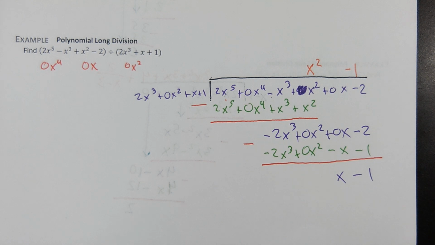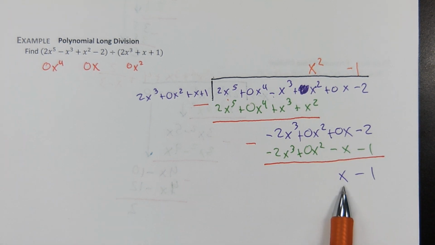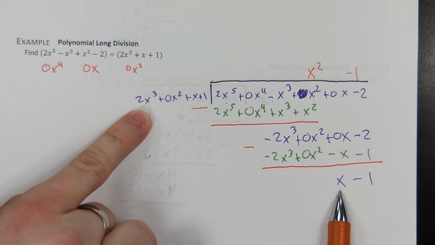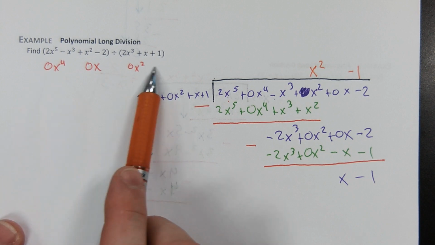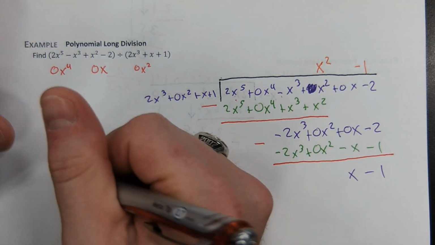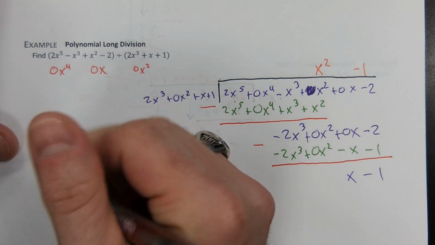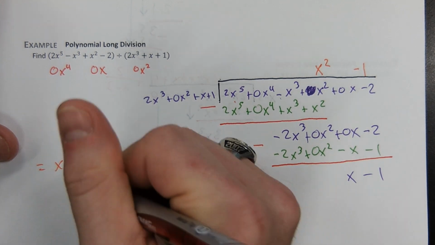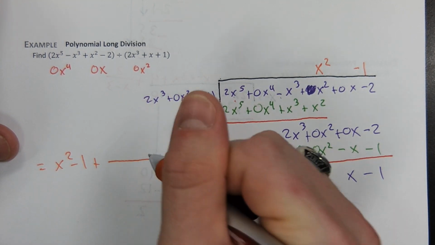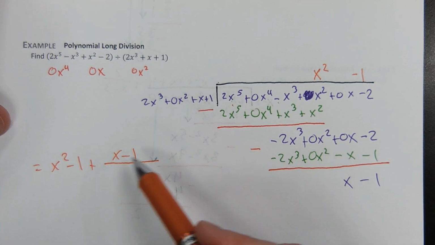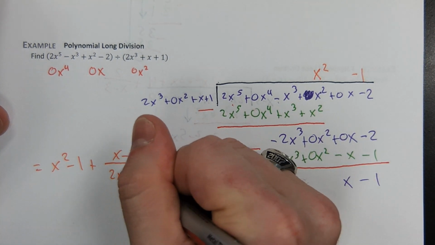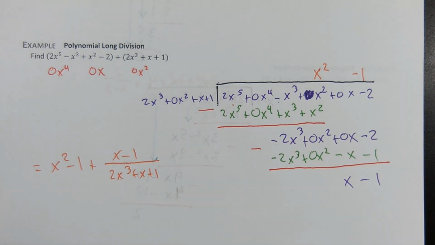But the degree down here is way less than the degree of my divisor, so I'm finished dividing. That means the result of the division is x squared minus 1 plus remainder over divisor. And you don't need to write the 0 term when you're writing your final answer. There it is.